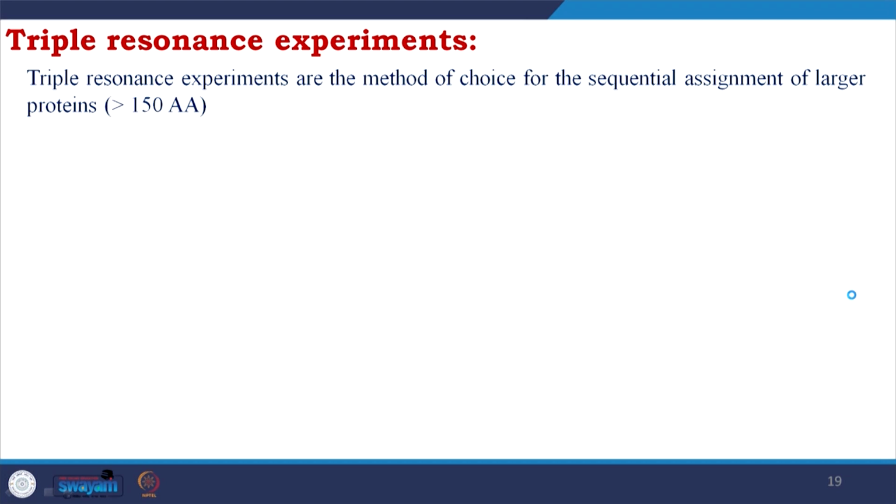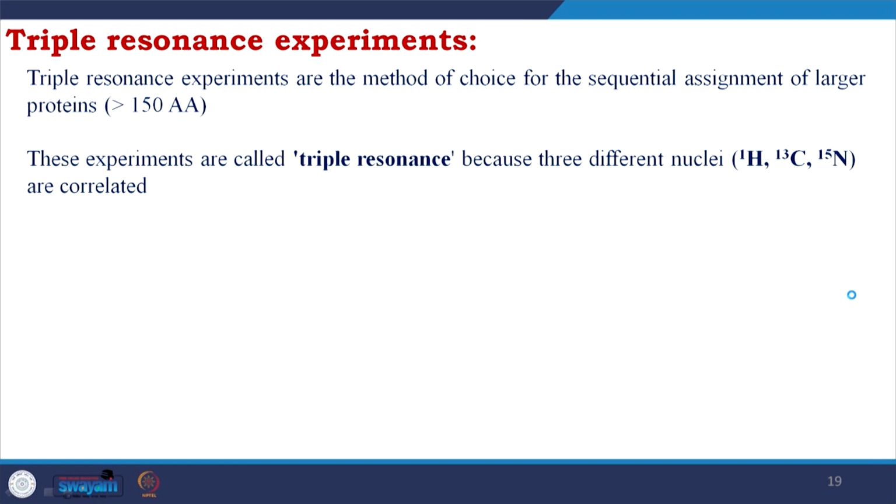Now, coming to the triple resonance experiment. The triple resonance experiments are the method of choice for the sequential assignment of larger proteins, greater than 150 amino acids. These experiments are called triple resonance because 3 different nuclei, proton, 13C and 15N, are correlated.